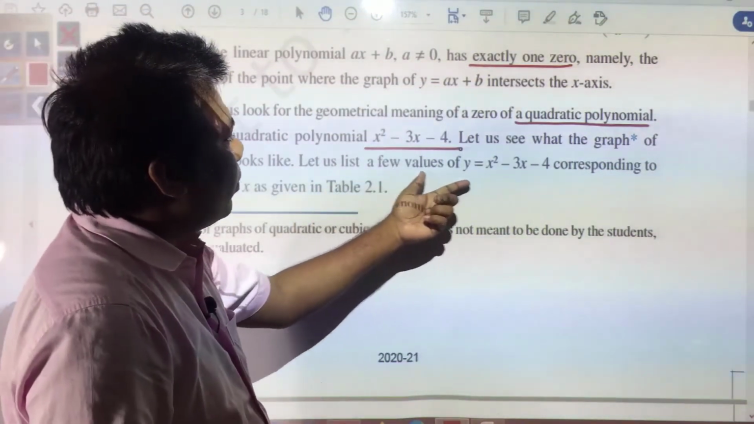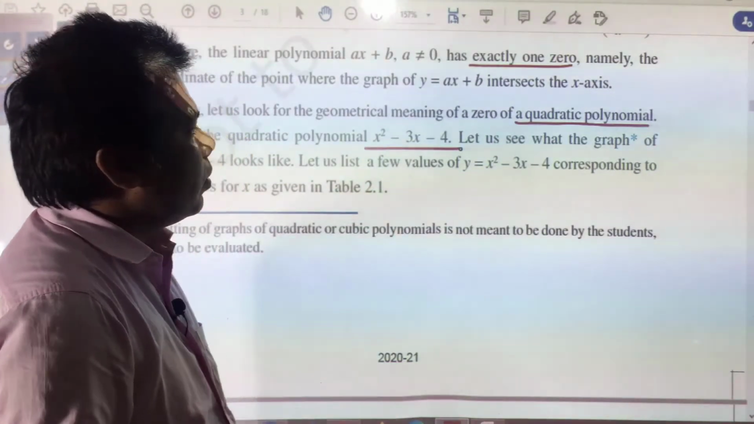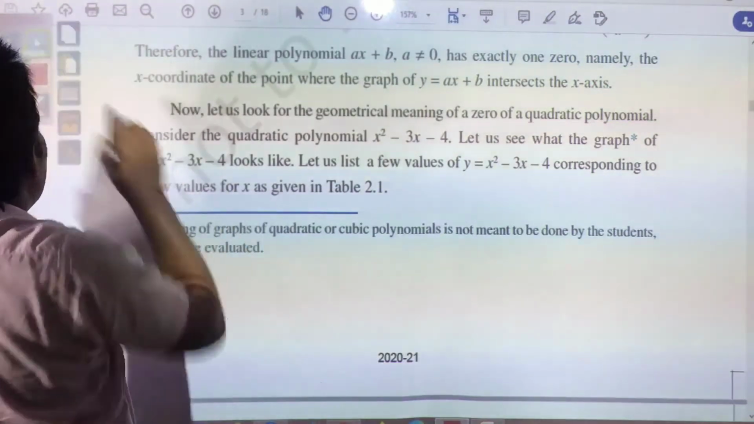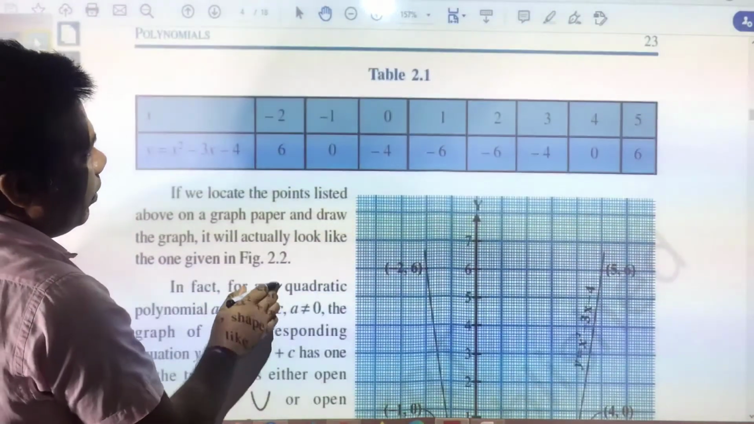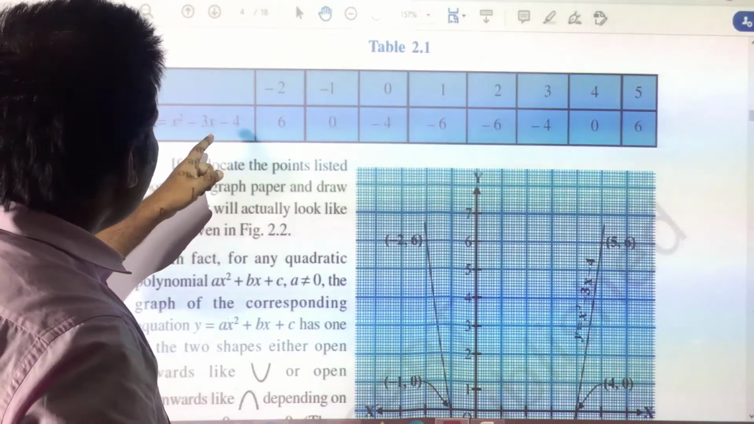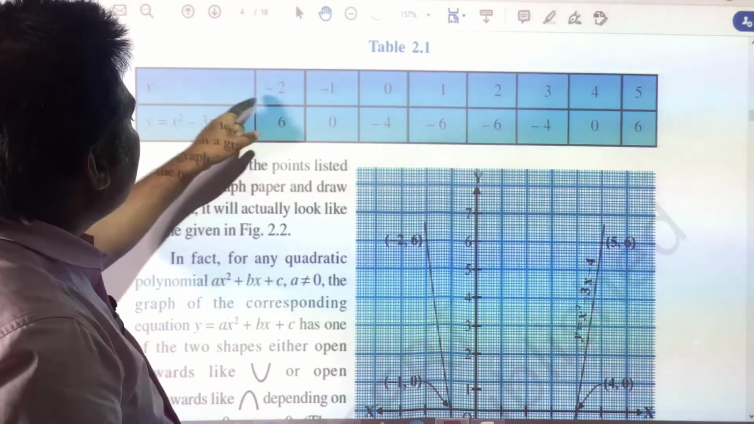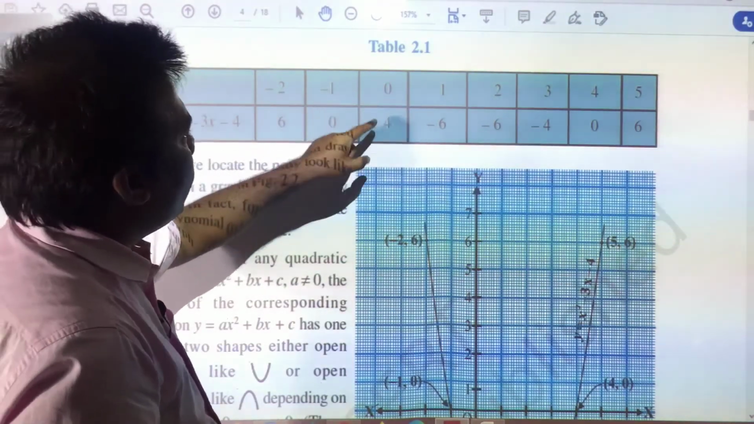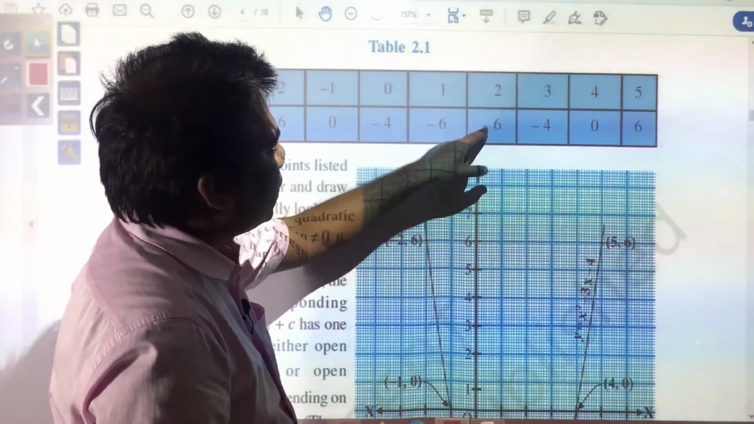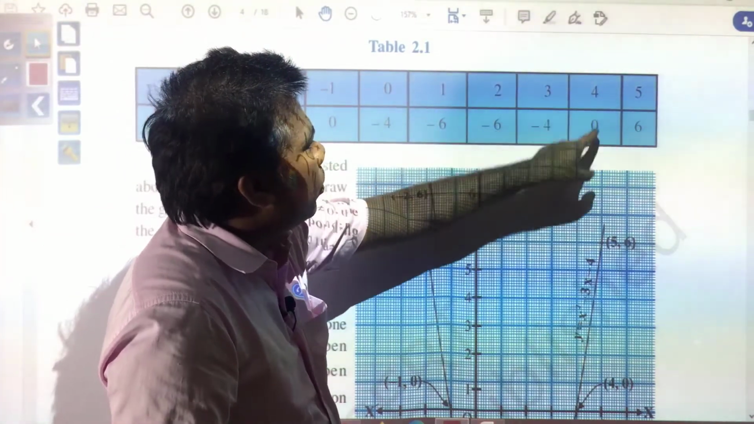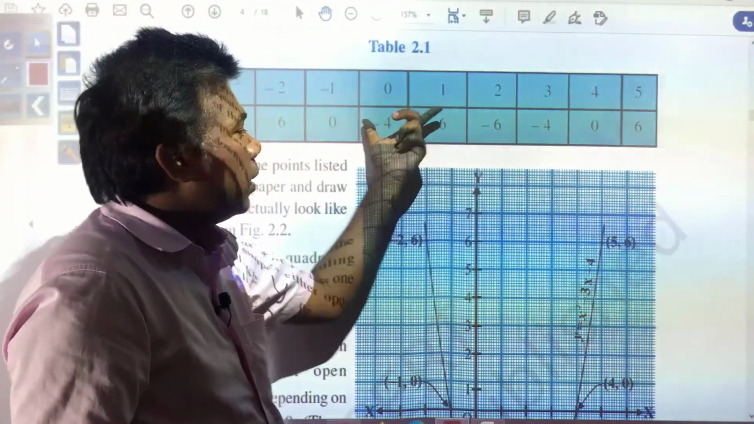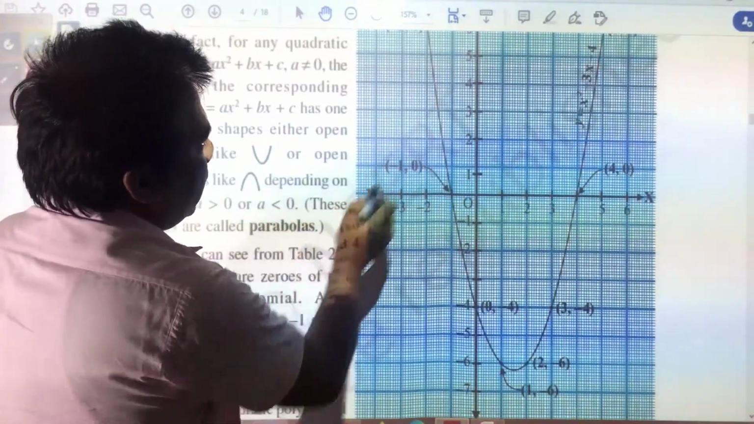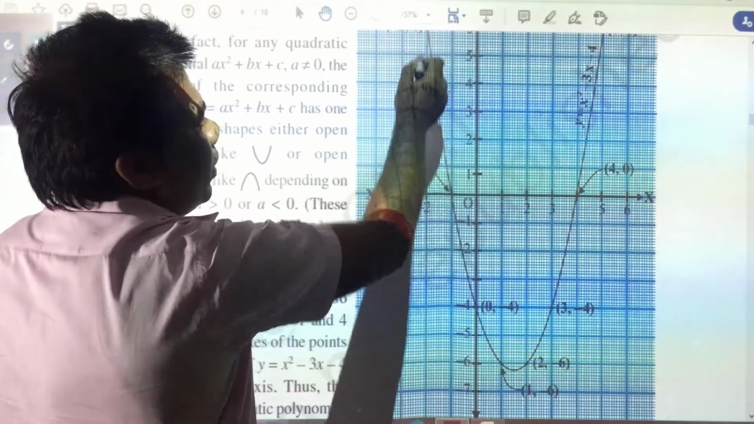Let us list a few values of y is equal to x square minus 3x minus 4 corresponding to a few values of x as given in table 2.1. You see, some values have been given for x and y. So, x is equal to minus 2, y is equal to 6; minus 1, 0; 0, minus 4; 1, minus 6; 2, minus 6; 3, minus 4; 4, 0; and 5 and 6. These are the coordinates. Now, if you are plotting this graph, your graph will look like this. This is your graph.